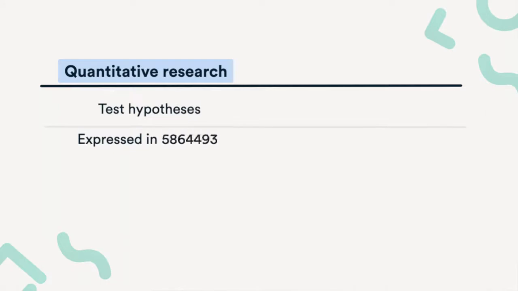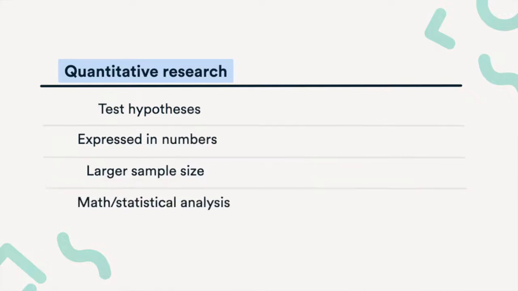Let's start with the differences between quantitative and qualitative research. Quantitative research allows you to test hypotheses, so you can expect to see data collected with this approach will mainly be expressed in numbers and graphs. It also requires a larger sample size. These numbers are then analyzed through math and statistical analysis.